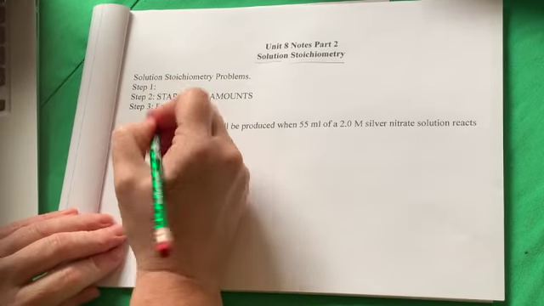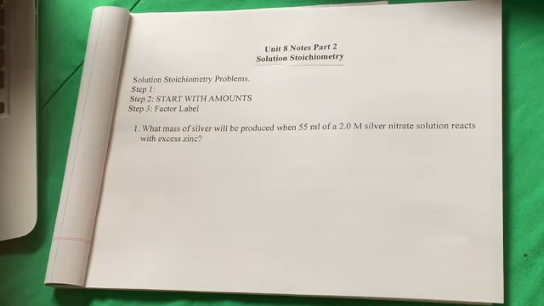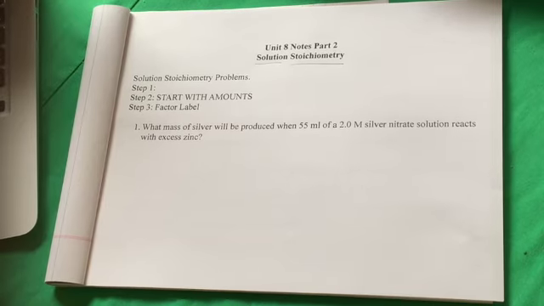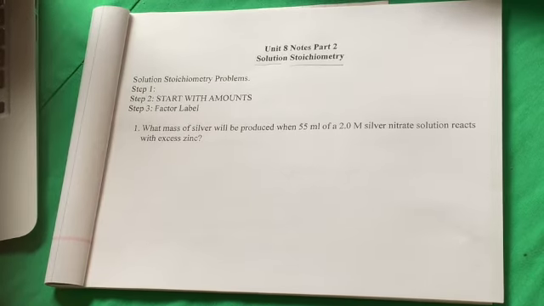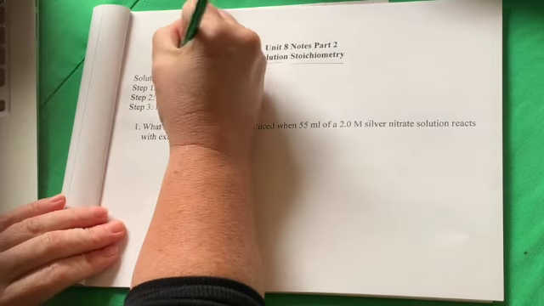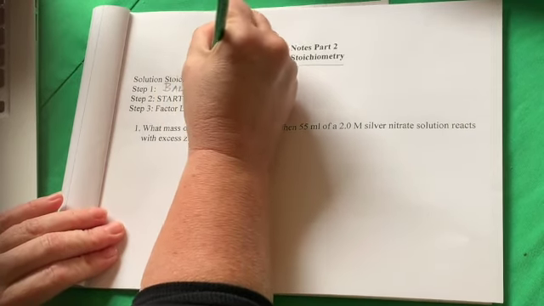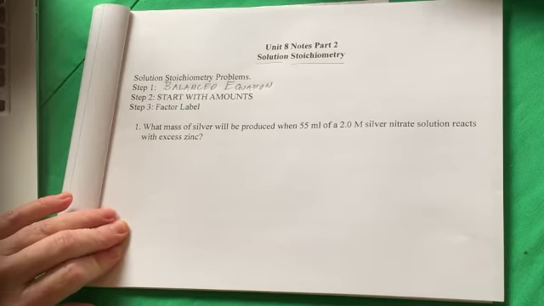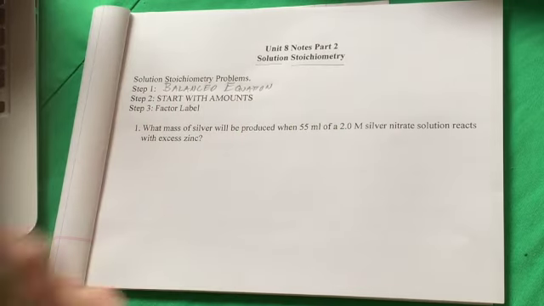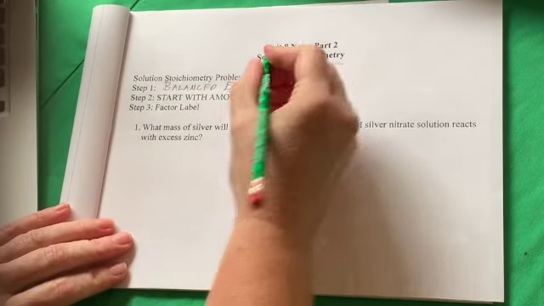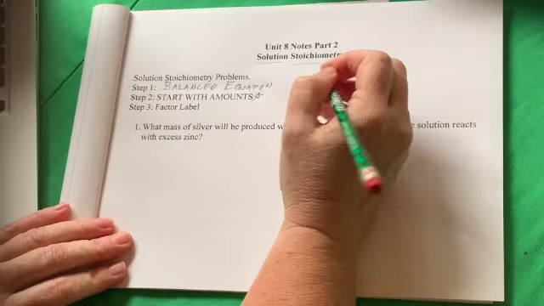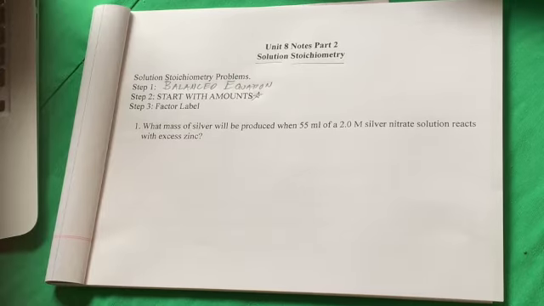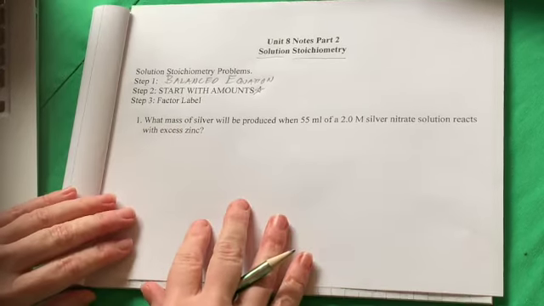So step 1 in your solution stoichiometry problem is just like step 1 of any stoichiometry problem, and that is going to be to write your balanced equation. Always, always. All right, great, okay. You then are going to be given a lot of numbers in your problem, so you have to watch out for that. You always want to remember to start with an amount. All right, so do not start with molarity. Remember, molarity is a conversion factor for us. It is not an amount. And then you're going to factor label.